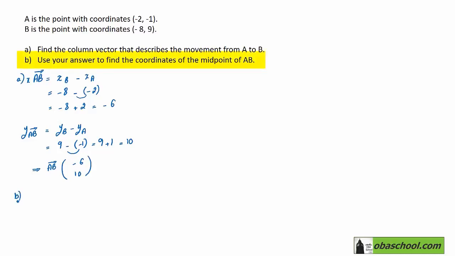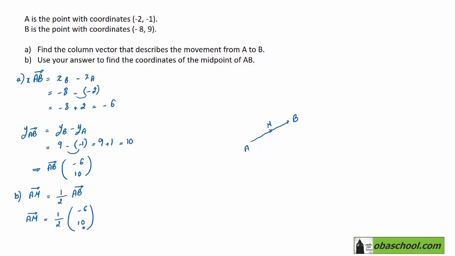Now for part B, use your answer to find the coordinates of the midpoint of AB. So to find the midpoint, we should add the scalar half to the components of the column vector of AB. Since we know that M is the midpoint of AB, this is basically how we can mathematically calculate this through the column vector, and that is by adding scalar half. So we say vector AM is equal to half vector AB, and that would be half into -6 and 10.